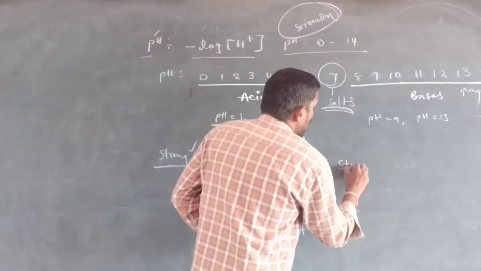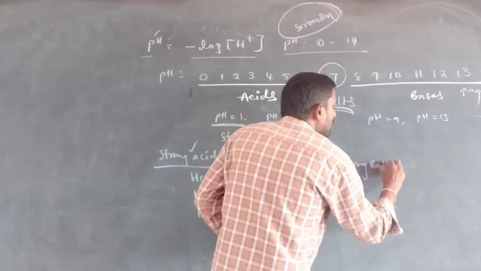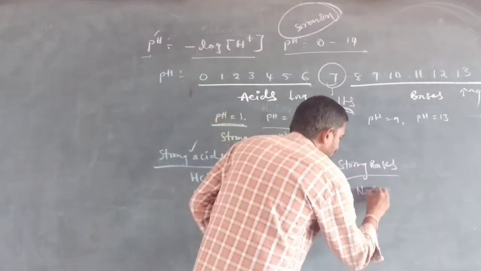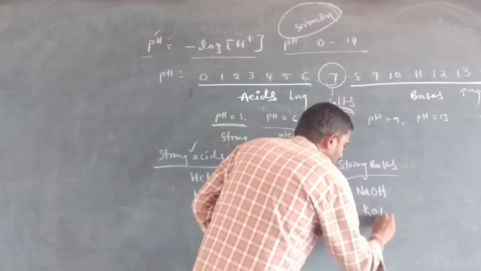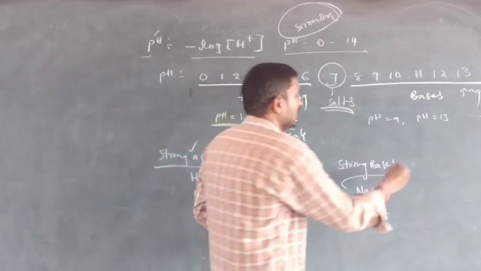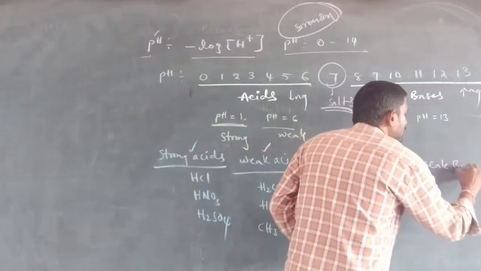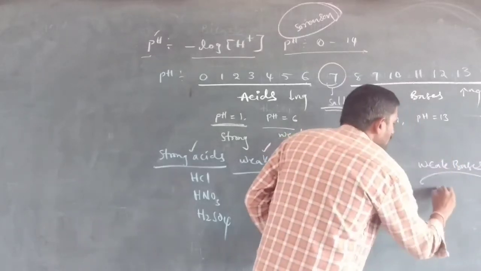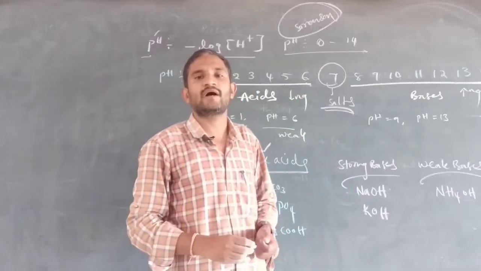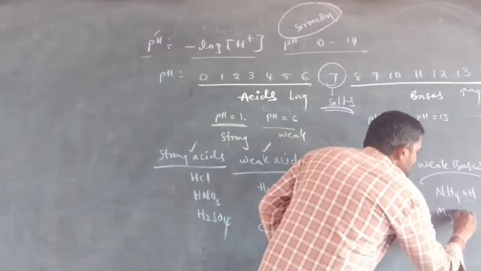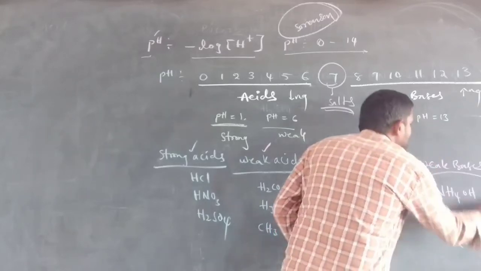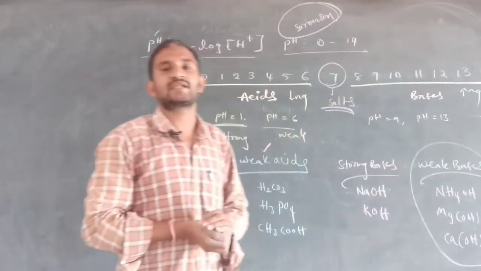Next, strong bases. What are the strong bases? Sodium hydroxide, potassium hydroxide. These are the strong bases. Okay, weak bases: ammonium hydroxide NH4OH, magnesium hydroxide, calcium hydroxide. These are the weak bases.